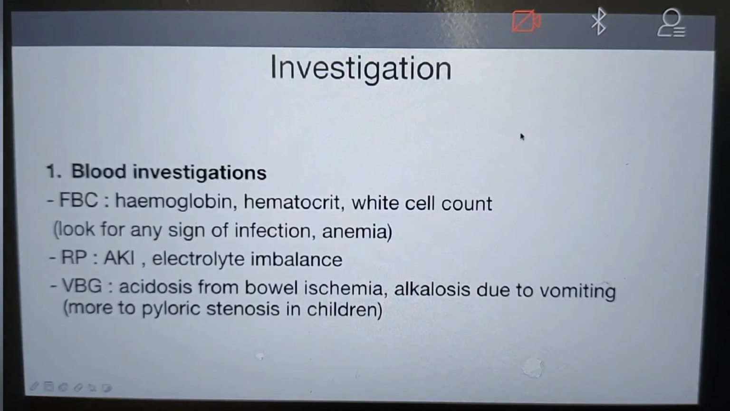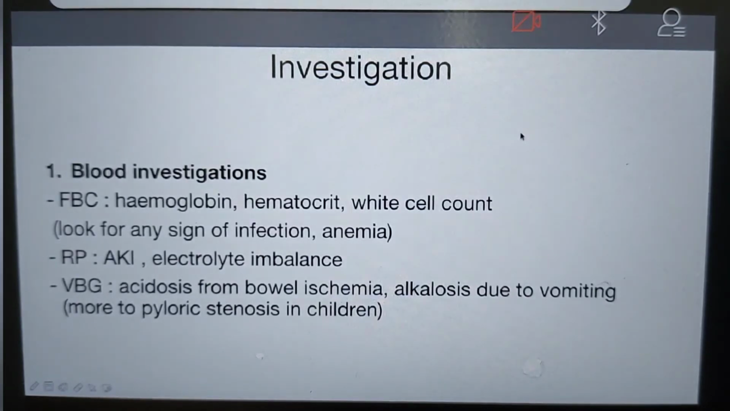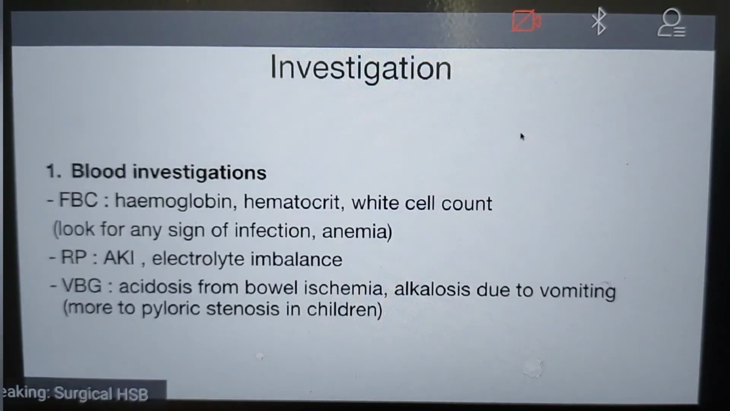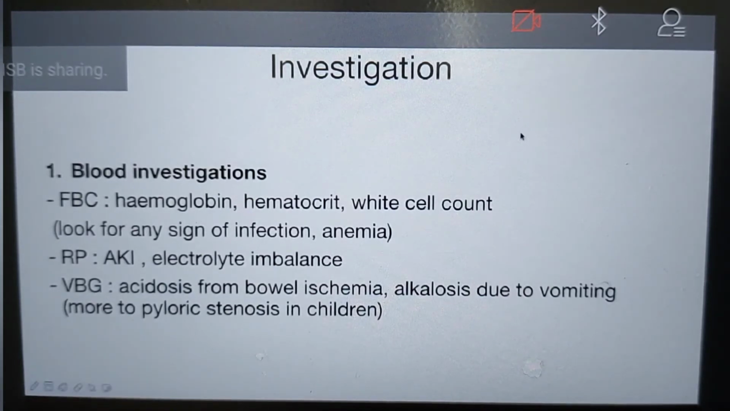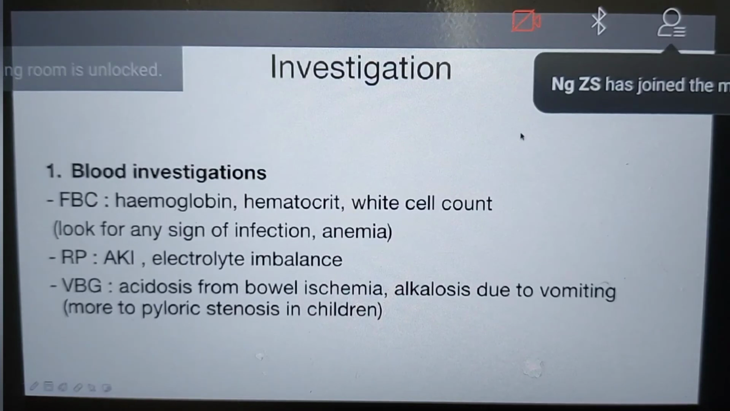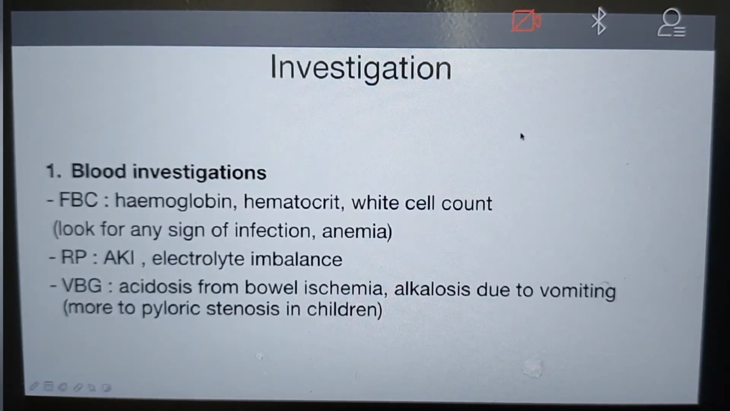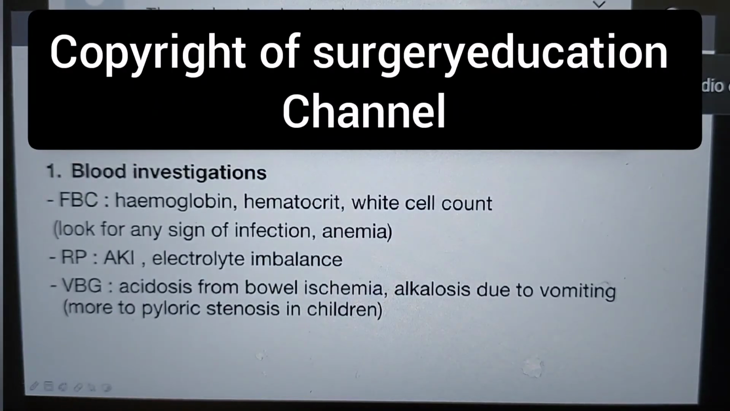First, we go with blood investigation, FBC. You look for hemoglobin, hematocrit, and white cell count. White cell count is to look for any infection, and we also look for anemia. Then look at renal profile for AKI and electrolyte imbalance, because all these must be settled first before management like surgical intervention.